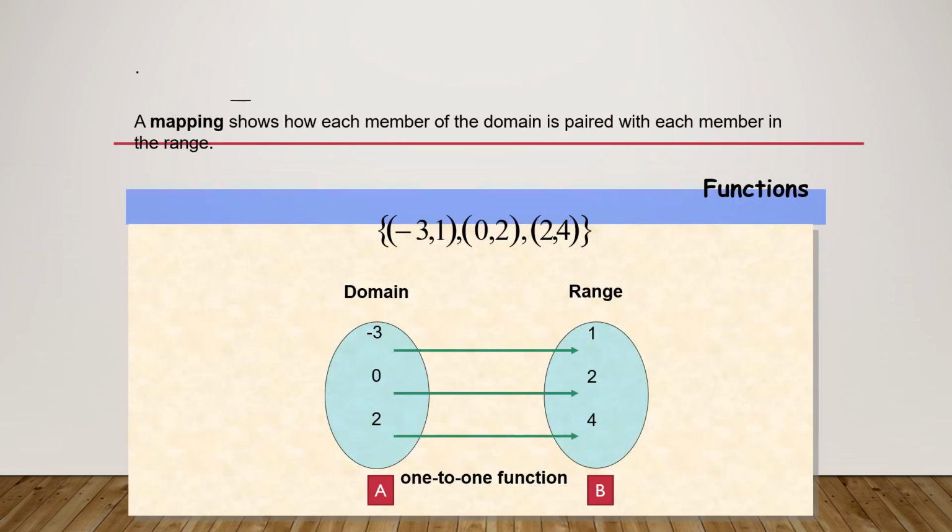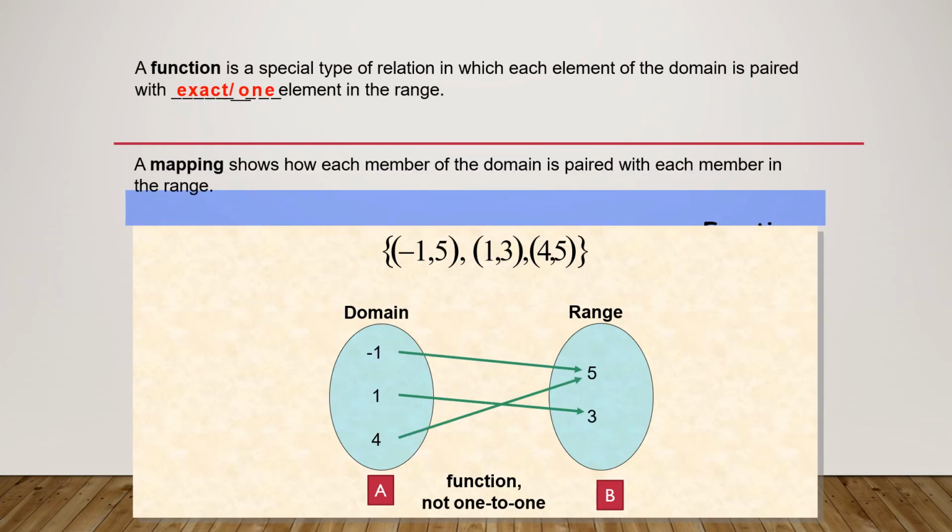Now here you will see in set A the elements are minus 3, 0, 2. In set B elements are 1, 2, 4. You can see minus 3 is mapping to 1, 0 is mapping to 2, 2 is mapping to 4. This type of diagram is known as ray diagram, and this is the one to one relation. If we are having one to one relation, then it can be a function.